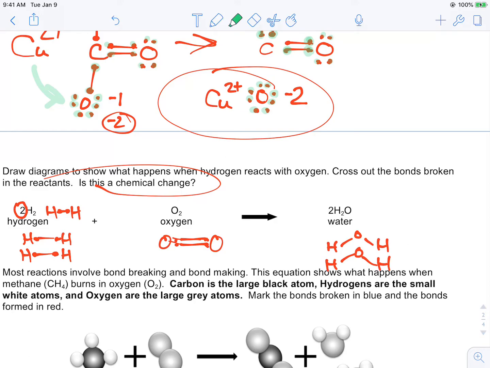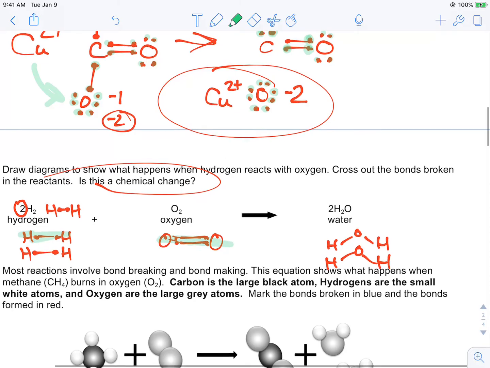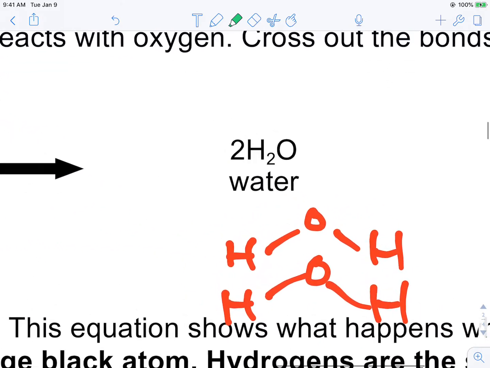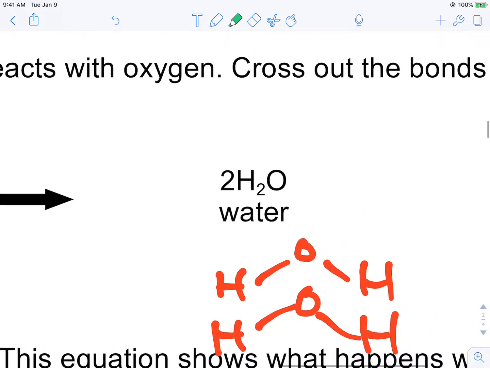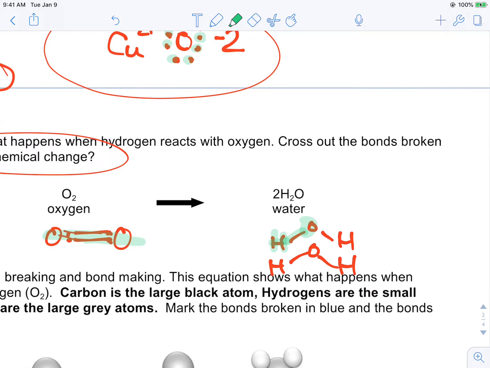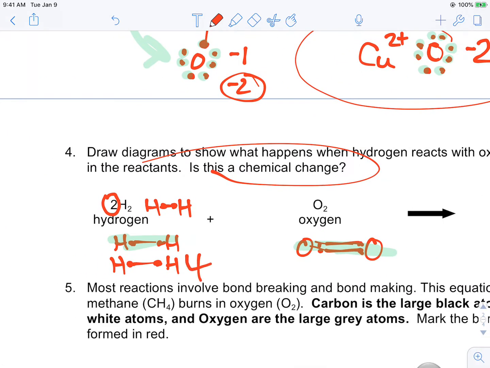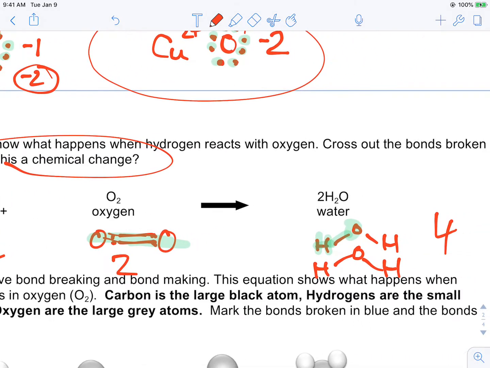H is bonded to itself over here, and so is the oxygen. Do we have the H bonded to itself on the right side of the arrow? No, it's bonded to an oxygen. Okay. What we're seeing here is that we have a new type of bond. But if you look at it, we have the same number of each element on either side. We have 4 hydrogens on this side, 4 over here, 2 oxygens on this side, and 2 over here. So even though we have the same number of atoms, we have a different arrangement, which means that this was a chemical change.